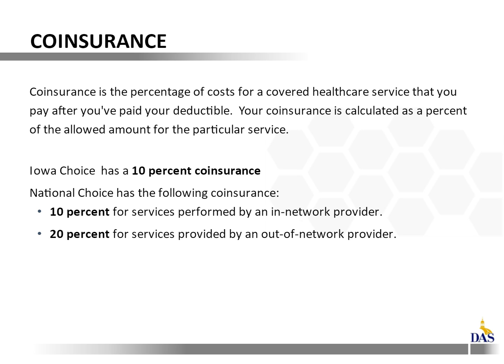Coinsurance is the percentage of cost for a covered healthcare service you pay, 10 or 20% for example, after you've paid your deductible. The Iowa Choice coinsurance is 10%. The National Choice coinsurance is 10% if services are performed by an in-network provider, or 20% if the services are performed by a non-network provider.